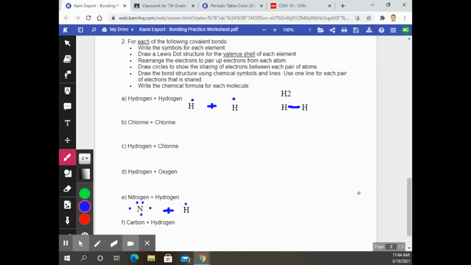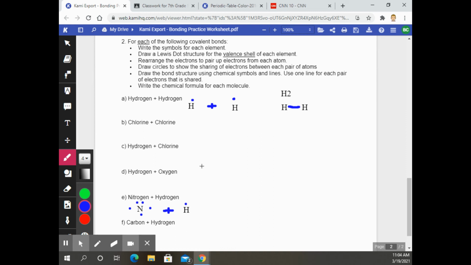So this will be hard for you guys to do on your iPad, but if you want to do it on your iPads like I'm doing it here, that's perfectly fine. If you want to draw it and attach it with the final answers just being shown on here, the chemical formula, that's fine as well. So now we have nitrogen plus hydrogen.